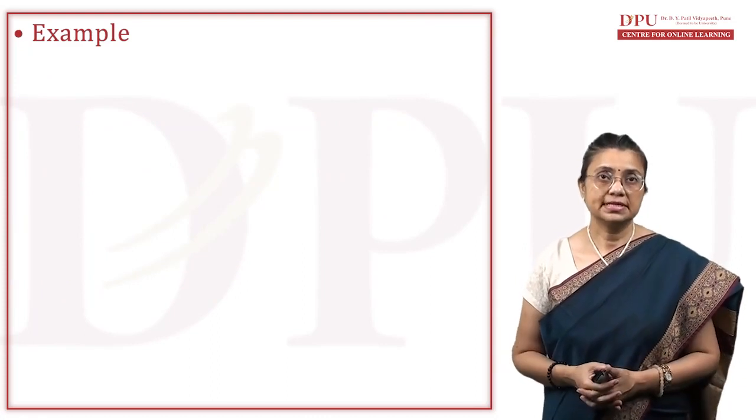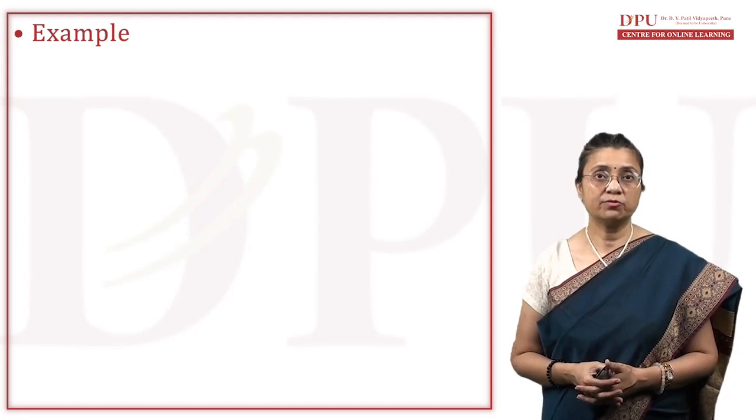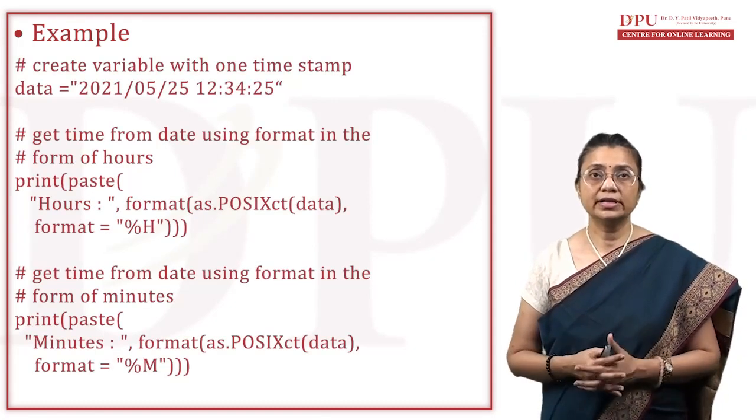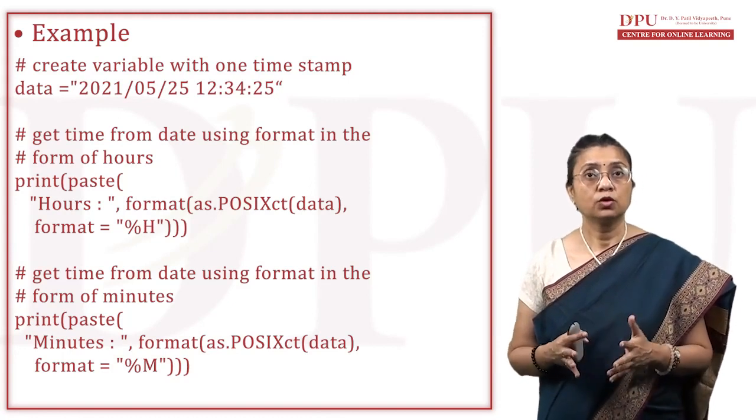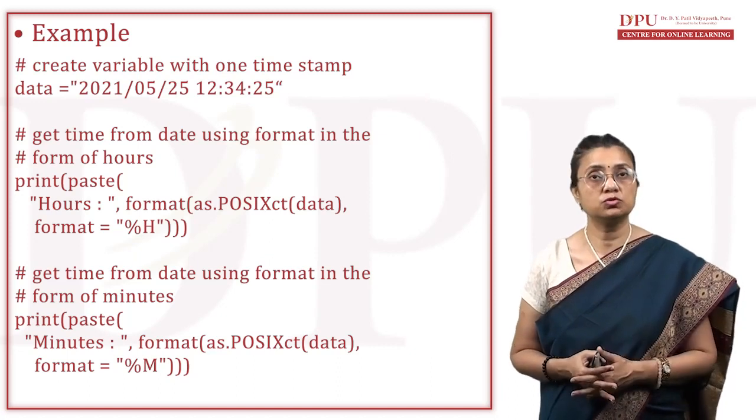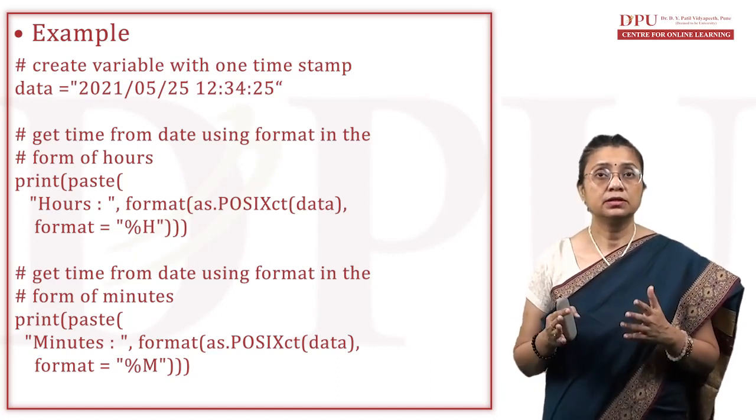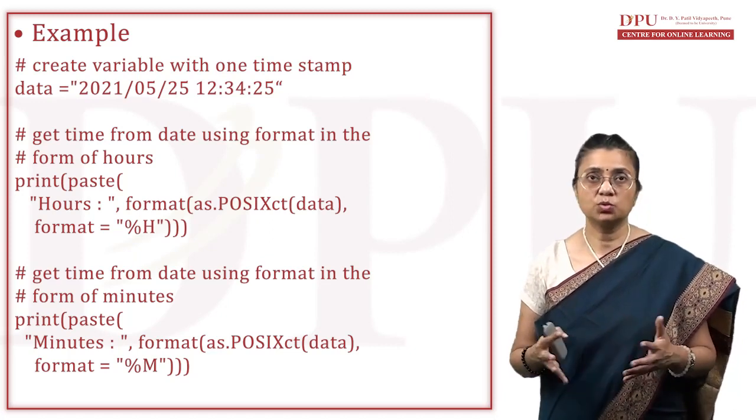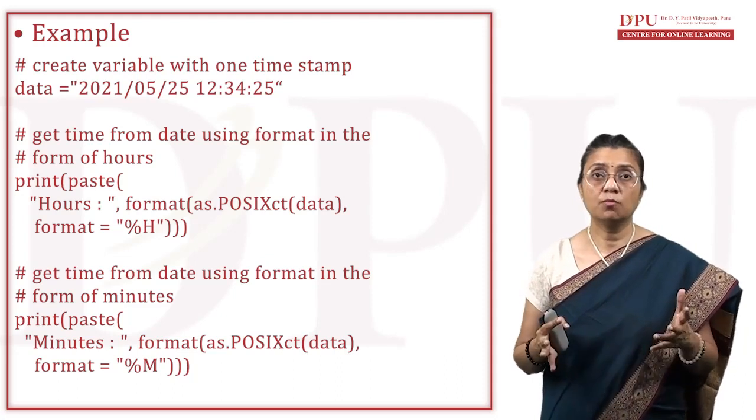Let's have a look at this example. What we are doing over here, we have created a variable with one timestamp. You can see over here, data is a variable which is equated to 2021/05/25, which means 25th May 2021, and 12:34:25, which means 25 seconds, 34 minutes and 12 hours. Now get time from date using format in the form of hours.